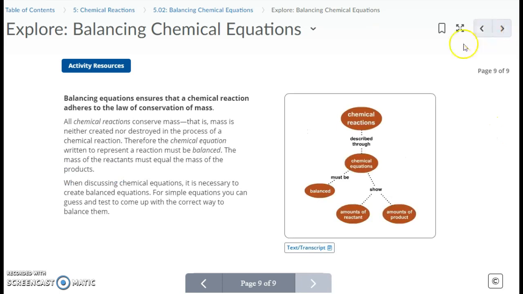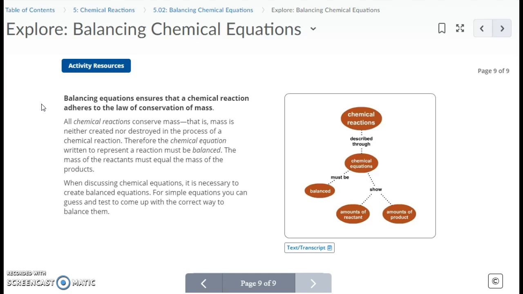All right. So chemical reactions are described through chemical equations, which must be balanced, to show the amount of products and reactants, which must be the same. Balancing equations ensures that a chemical reaction adheres to the law of conservation of mass. All chemical reactions conserve mass. That is, mass is neither created nor destroyed in the process of a chemical reaction, it's just changed. Therefore, the chemical equation written to represent a reaction must be balanced. The mass of the products must equal the mass of the reactants.